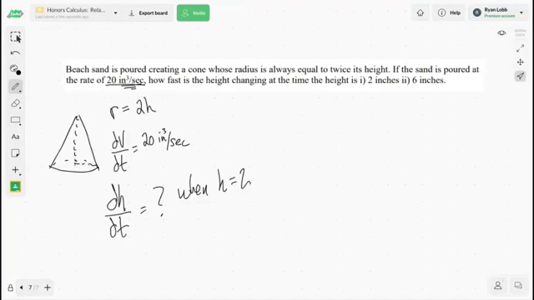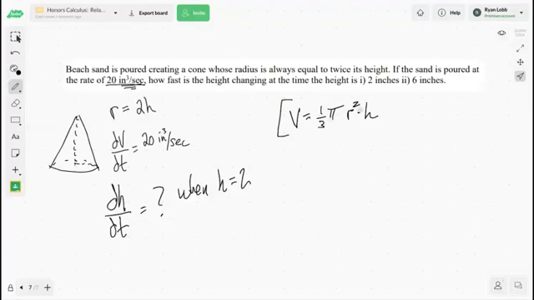Okay, so that's everything we want to find out. Now we need an equation that relates the stuff we have here: height, volume, radius. And this one we're going to do two different ways. The first way: the volume of a cone is 1/3 pi r squared times h. There's our equation that relates volume, radius, and height for a right circular cone.